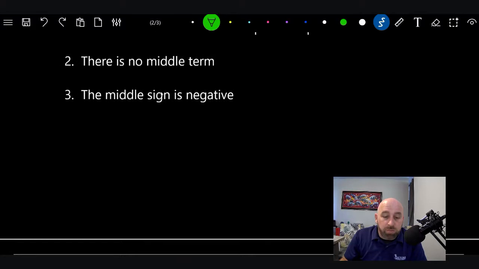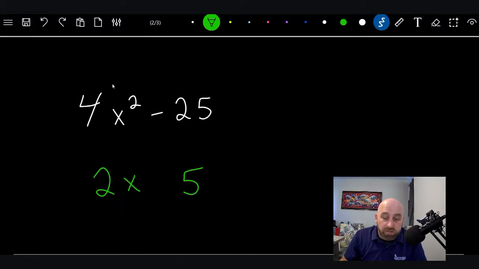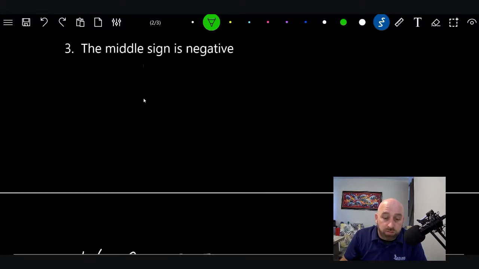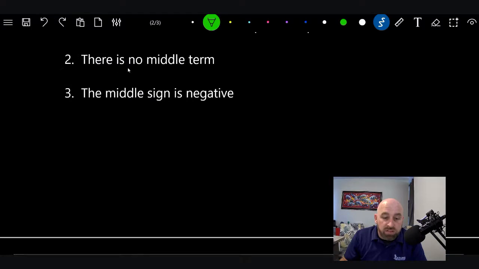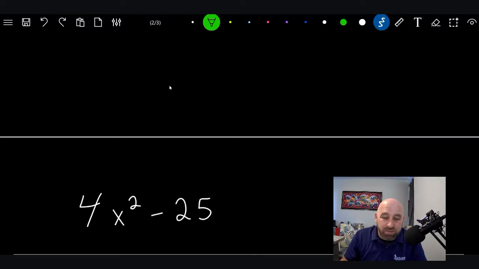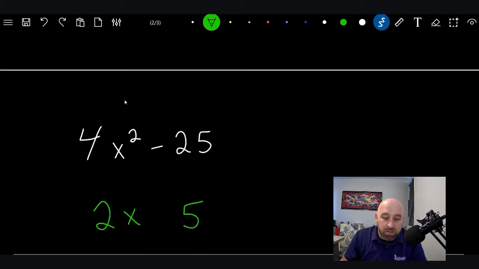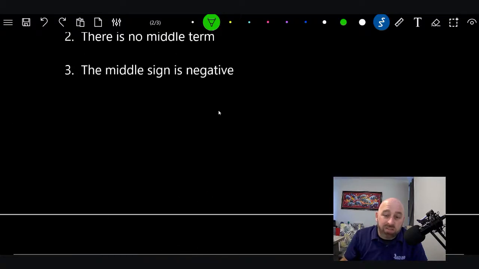There is no middle term. That's the second way to identify this. There is no middle term. And then the third, the middle sign is negative. And look, the middle sign is negative. Now, how do we solve this?